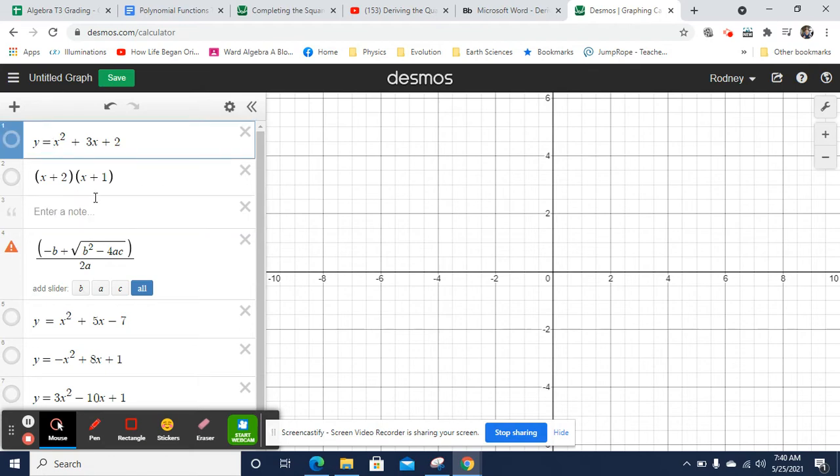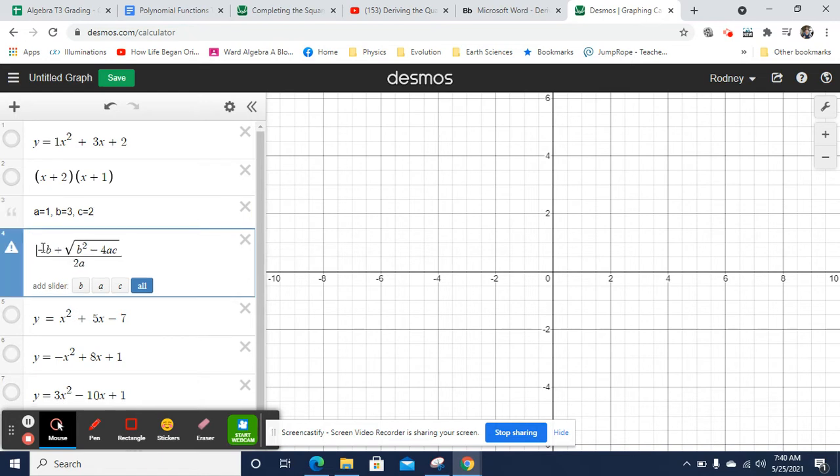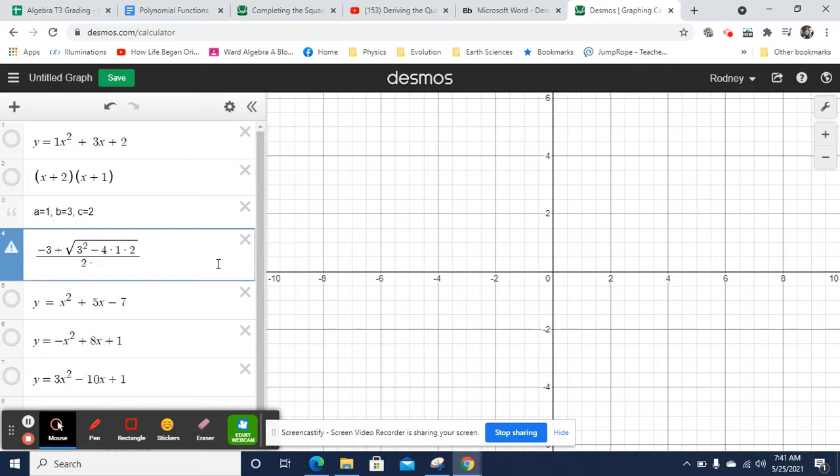And so A is 1. So we know A equals 1. B equals 3, because that's what's times x, and C equals 2. So we're just going to go through the quadratic formula here, and we're going to replace the things that we need to replace. Okay, so B we know is 3, so we're going to have a 3 squared, and then we're going to have a 4 times 1 times C, which is 2, so we replace C with 2, and then A is 1.